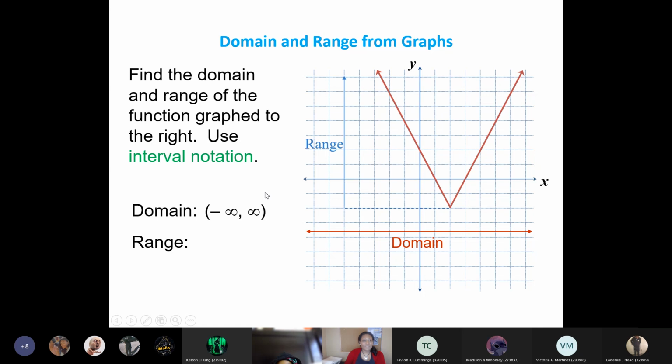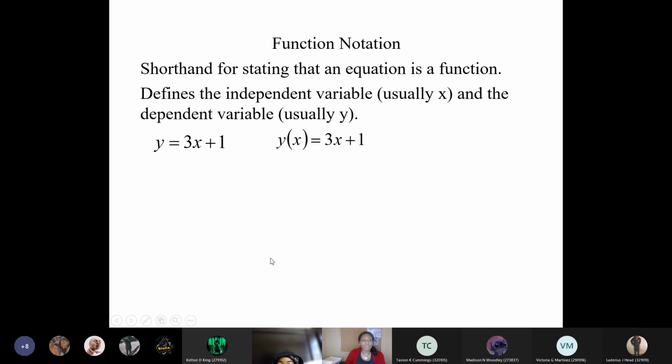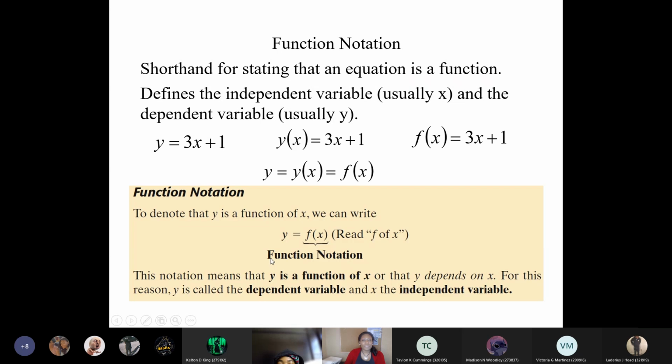For the range, the graph starts right here. It doesn't go anywhere below this. So we can say it starts here. This is -2 on the y-axis. So since it starts at -2, we're going to use a bracket there. -2, then we'll use the positive infinity sign and end it with parentheses. That is interval notation.